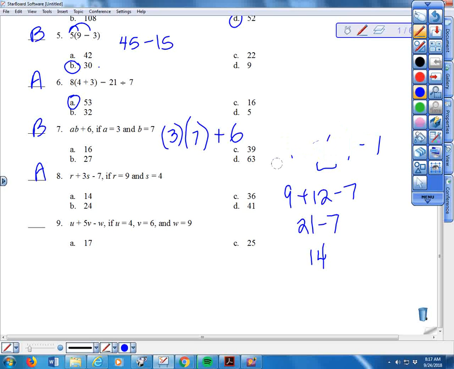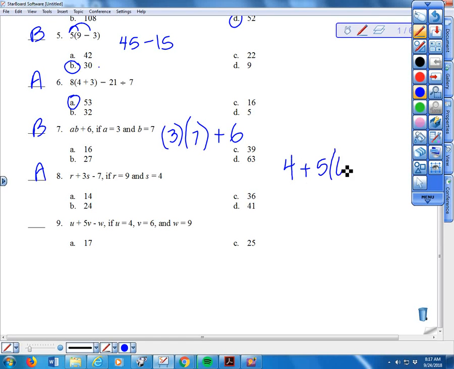Again, substitution. So if U is 4, V is 6, and W is 9. Multiplication first. And then what? Yep. 4 plus 30. And what's 34 minus 9? 25.